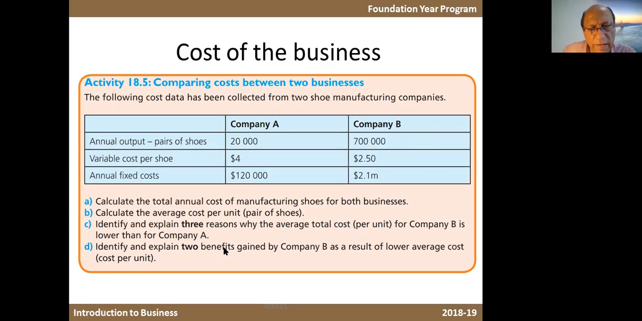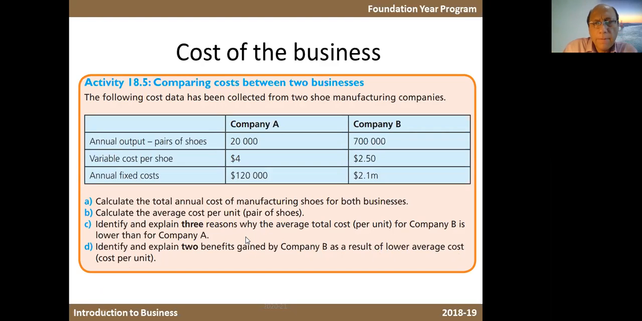Identify and explain 2 benefits gained by company B as a result of a lower average cost: sales are high, and also it can have a stronger brand name. So you can give your answer.